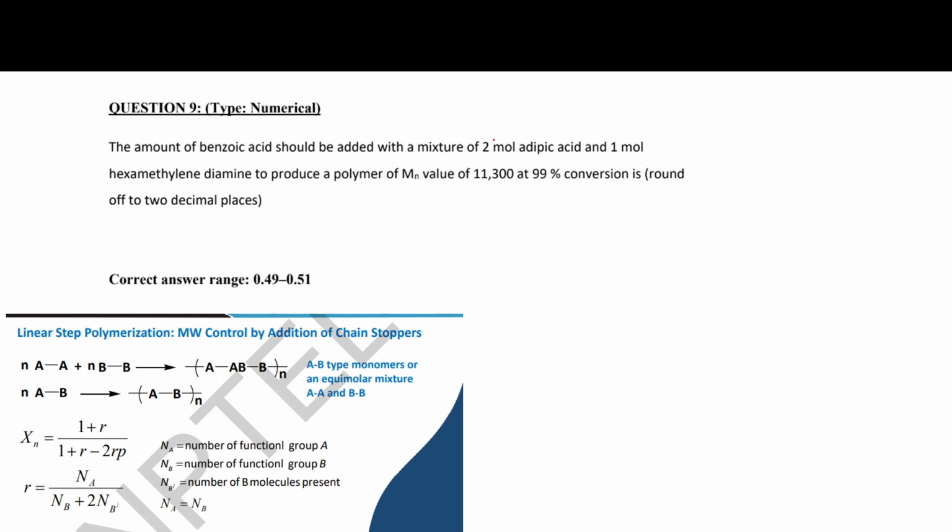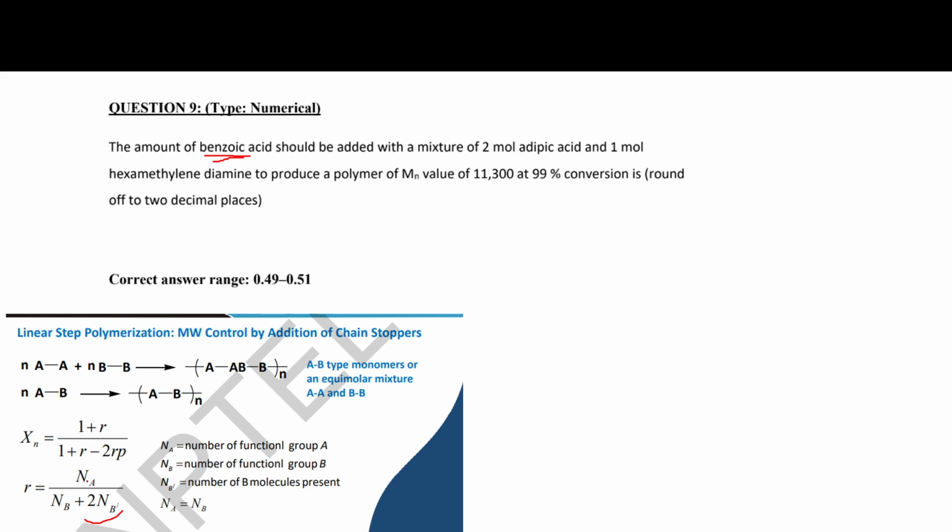Now, a similar type of problem is when you are taking an excess of one monomer, or adding some monofunctional impurity, like benzoic acid. For this case you have to calculate, because your R value is changing. Earlier your R was Na divided by Nb, but now if we are adding some monofunctional impurity, your R value is changing.